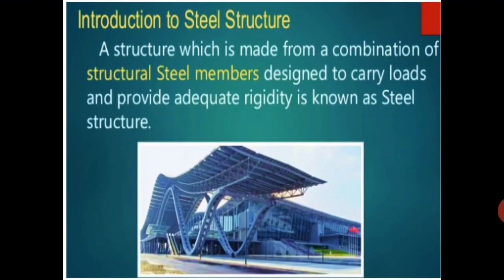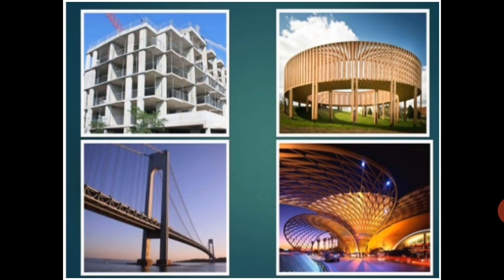So, introduction to steel structure. A structure which is made from a combination of structural steel members designed to carry loads and provide adequate rigidity is known as a steel structure. This figure is one of the examples of a steel structure. These are the examples of civil engineering works in steel. So these are the examples of steel structure.